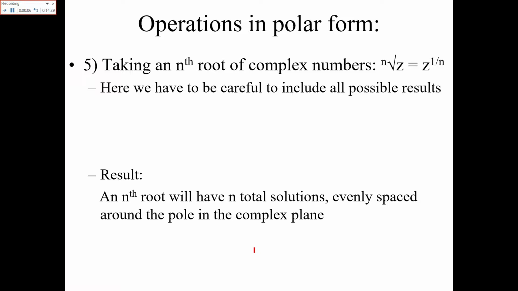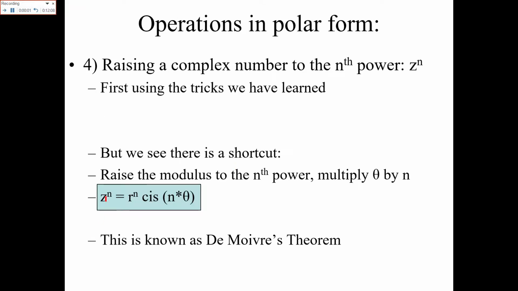Taking the nth root of the complex number, z raised to the power 1 over n. Here you have to be careful to include all the possible results. The nth root will always have n total solutions evenly spaced around the polar complex plane. Just like 1 over z, you can also have z raised to the power 1 over n. Just like in the previous, here you have the nth power.